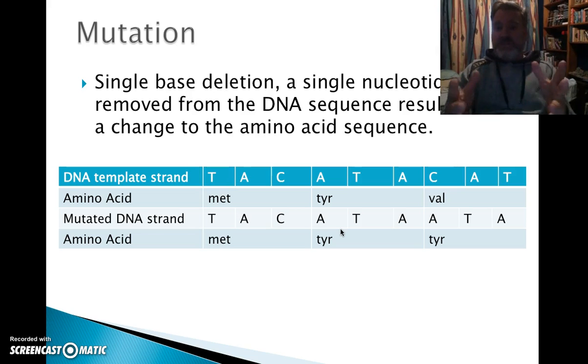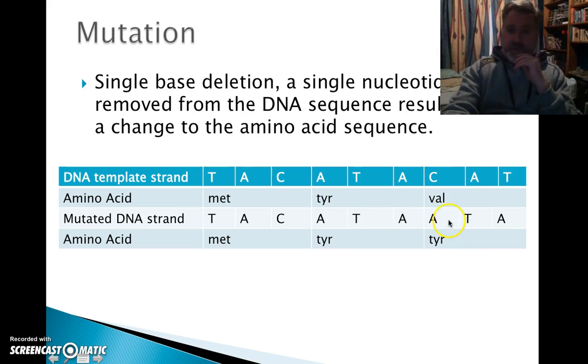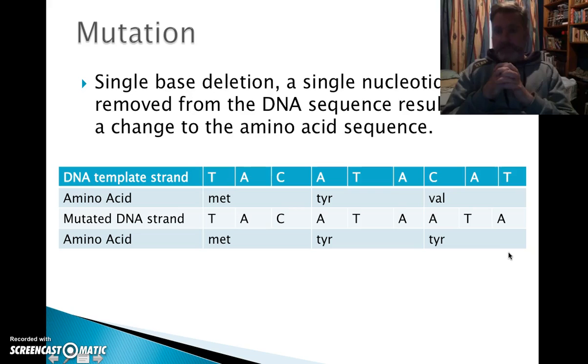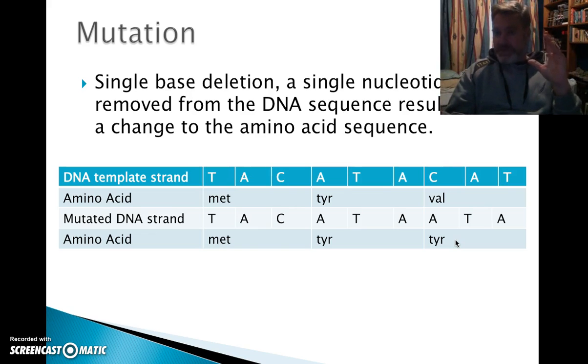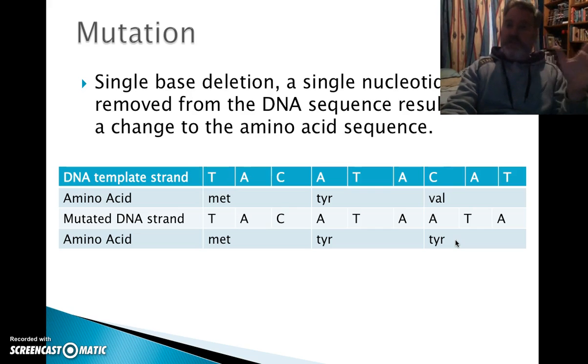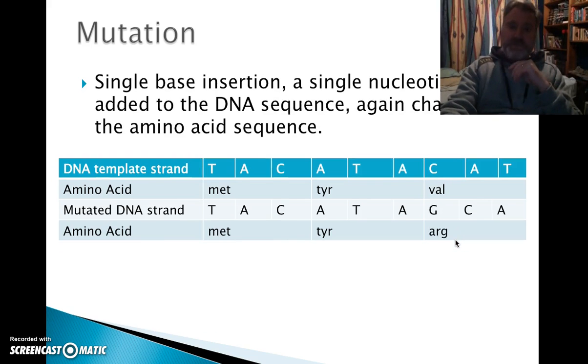We can delete one. So here I've taken this C out. And so that moves that A to there, that T to here, and then we get something else coming in. I've added A just for the sake of it, making it easy. And we now have two tyrosines in a row. Again, we've changed the amino acid. Silent, more likely missense, possibly nonsense, we don't know. But it's a mutation in the nucleotide sequence and a change in the amino acid sequence.